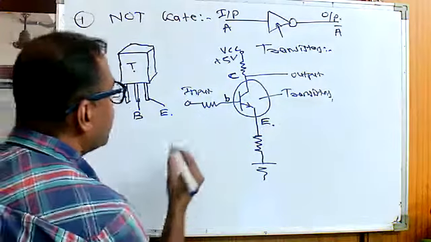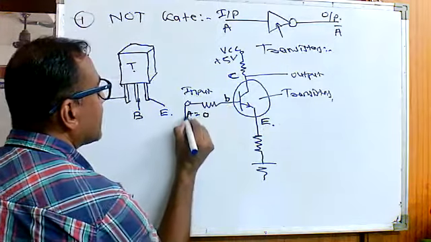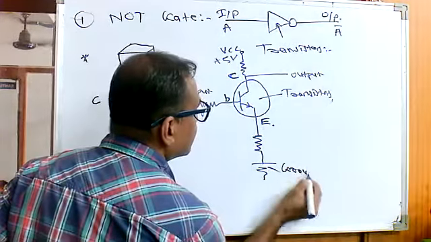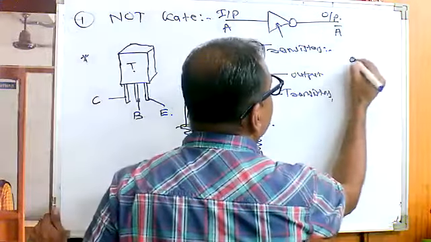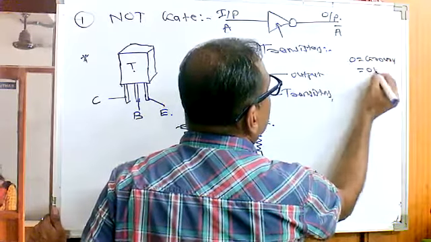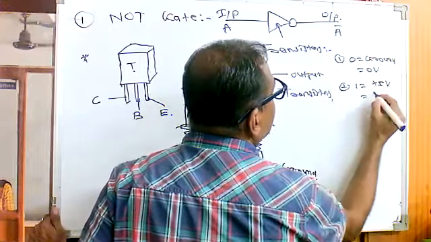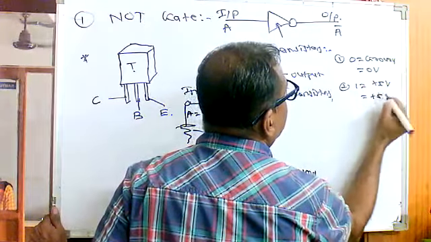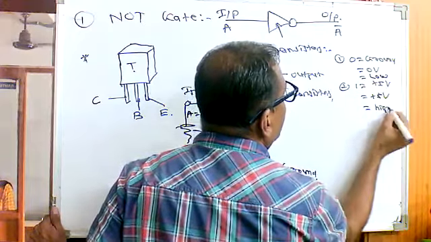So the first input A is applied to the base. A is 0 means ground. This is the ground. This is also ground. So 0 is equal to ground, meaning 0 volt. Then 1 is equal to plus 5 volt. 0 means low, 1 means high.